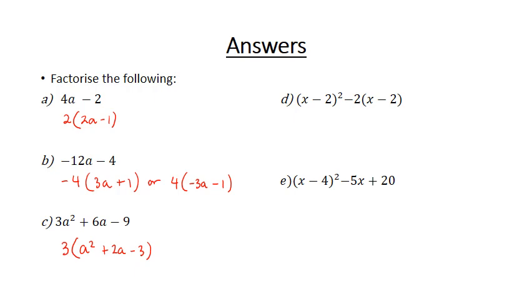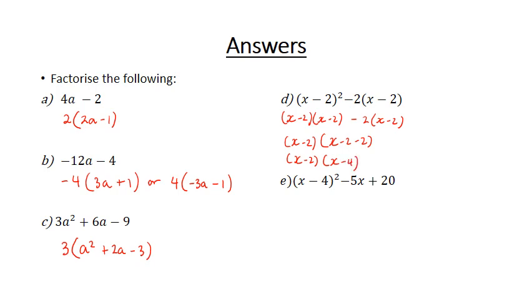In part D, again, if you wanted to use the same technique we've used in the video, we're going to rewrite this as x take 2 bracket x take 2, take 2 lots of x take 2. You can now see that x take 2 is the common factor. So that comes out the front, and we're left with x minus 2 in our second bracket, and when we simplify that, we end up with x take 2, x take 4.